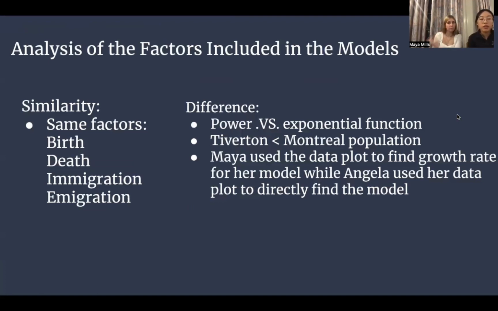Our models have some differences and similarities. For the similarity, we use the same factors for the development of the model: birth, death, immigration, and emigration. And both our models predict a positive population growth. And for differences, Maya used a power function, while I used an exponential equation. Tiverton's population is significantly smaller than that of Montreal, and to be precise, Montreal is 228 times larger than that of Tiverton. Maya plotted the data with each factor to find the growth rate, while I plotted the overall population data to find the model.